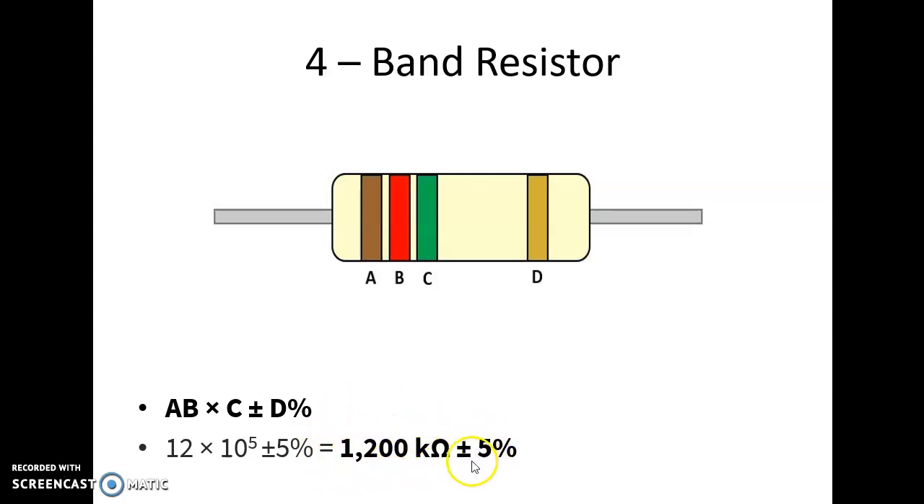Now what is the meaning of this plus minus 5%? Plus minus 5% means that if we calculate 5% of this value, that much variation, plus or minus, is possible. For example, if I take a very simple example, if I consider a resistance value of 100 ohm, and it has a tolerance of 5%, that means 5% of 100 ohm is 5 ohm.